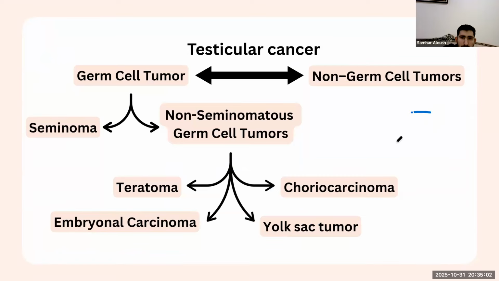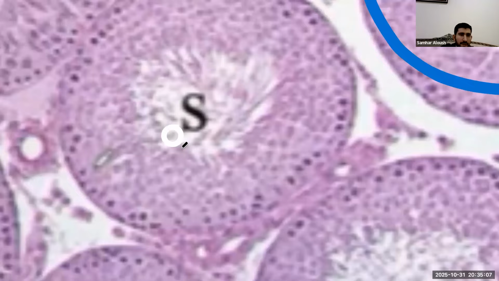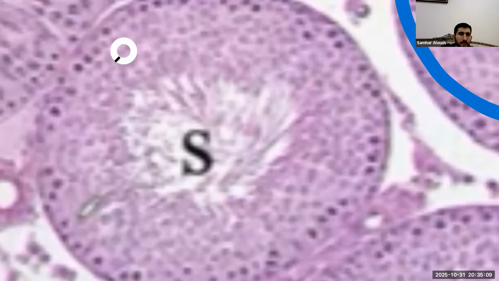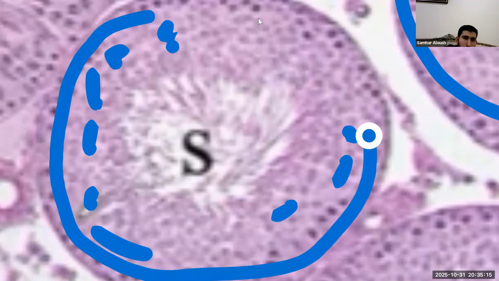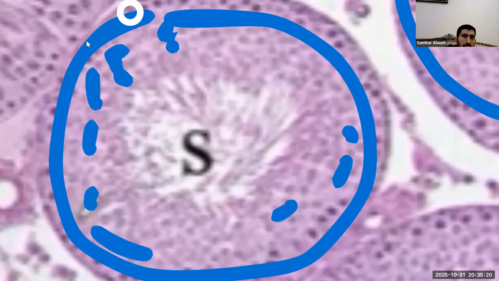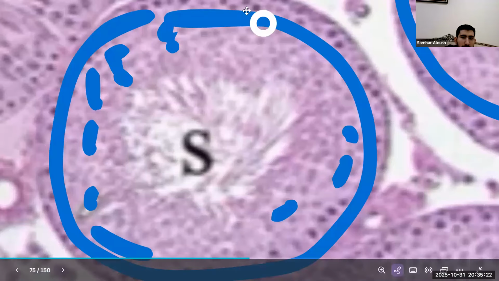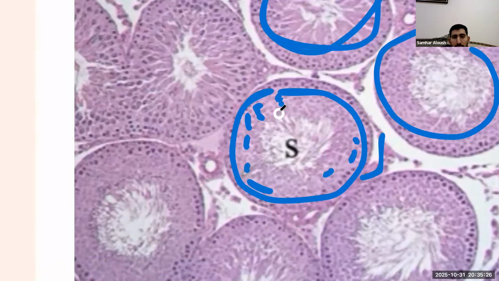Now, the testes itself, let's go back here. One seminiferous tubule is made of many sperms inside. Okay, in between we have Sertoli cells, meaning they surround it. Understand? The sperms are inside and Sertoli cells are surrounding them, and here we have Leydig cells. Okay, so if we have a tumor, it's going to be either in the sperms, meaning these sperms are neoplastic and multiplying a lot, which we call a germ cell tumor.